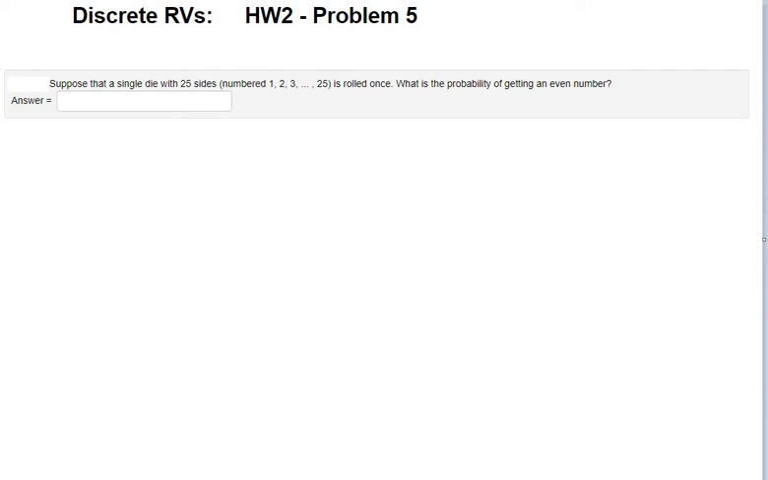Problem number 5. Suppose that a single die with 25 sides, numbered 1 through 25, is rolled once. What is the probability of getting an even number? Here, our sample space is the numbers from 1 through 25. And we know that the size of the sample space is 25, because we have 25 numbers here.